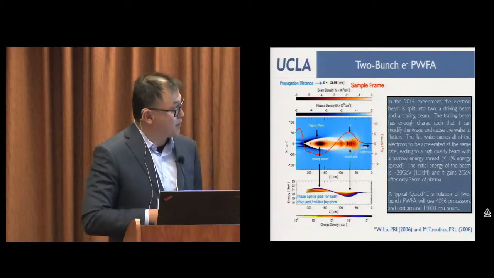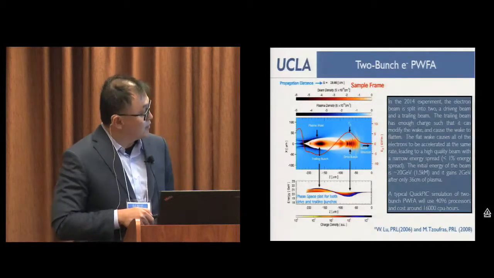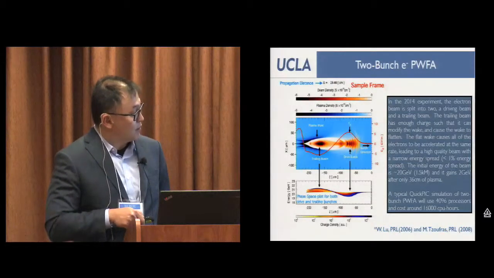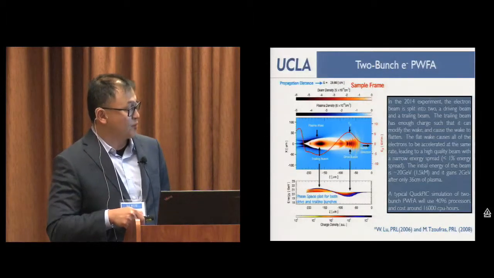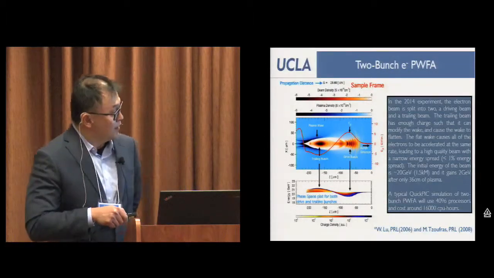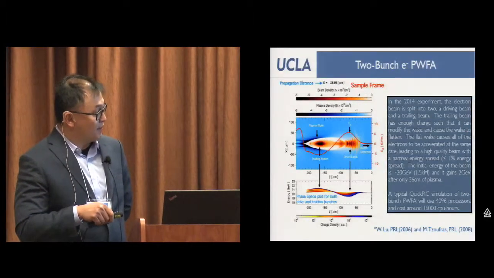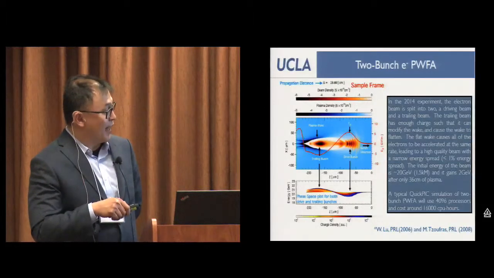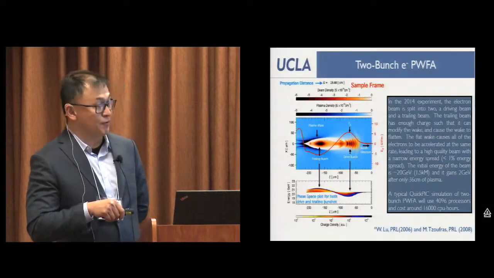After about 36 centimeters of plasma, the FACET beam gains 2 GeV, and it has less than 1% energy spread. Initially, it took 1.5 kilometers inside a conventional accelerator to go from 0 to 20 GeV. And with plasma, we get an extra 2 GeV boost in less than 1 meter.